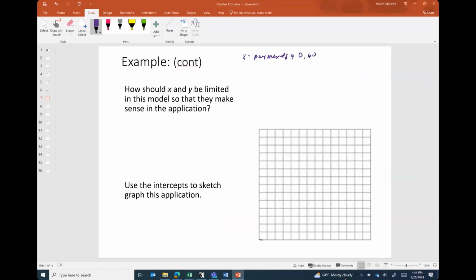All right, so if our x-axis is here, we could label that 0 to 60. All right. Now, y, how do we want to limit y? Well, y was the loan balance.